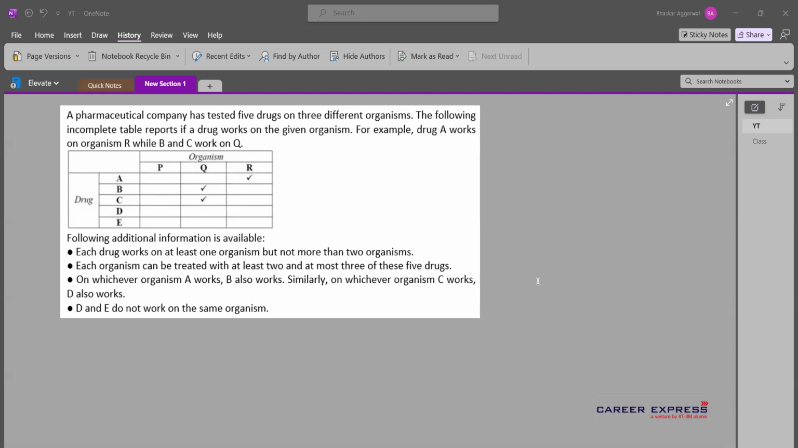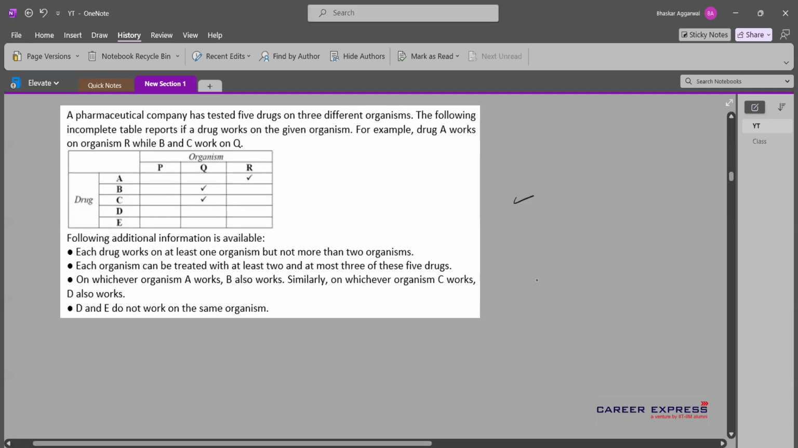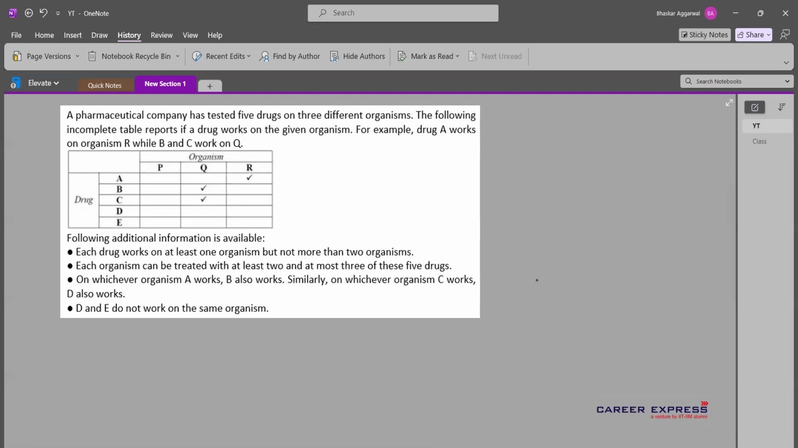This is a question from IPM Indore 2023 paper, QA section, although the question is more like a logical reasoning question. So the question says, a pharmaceutical company has tested 5 drugs on 3 different organisms. The following incomplete table reports if a drug works on the given organisms. For example, drug A works on organism R, while B and C work on Q.